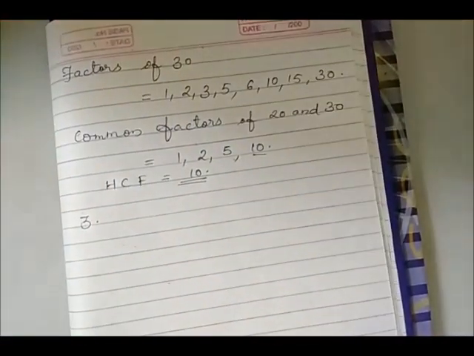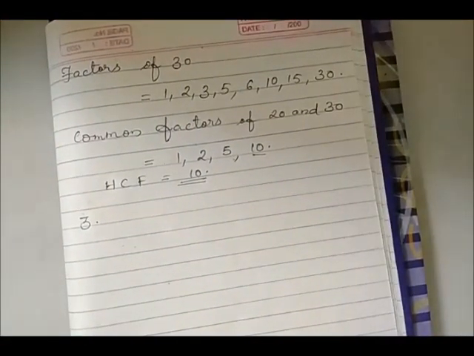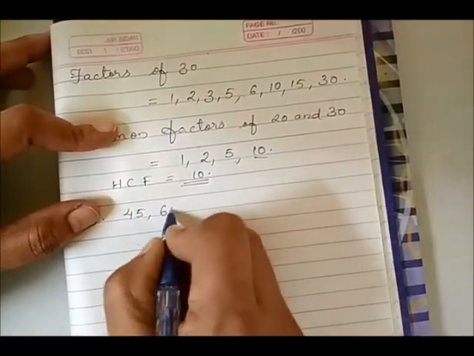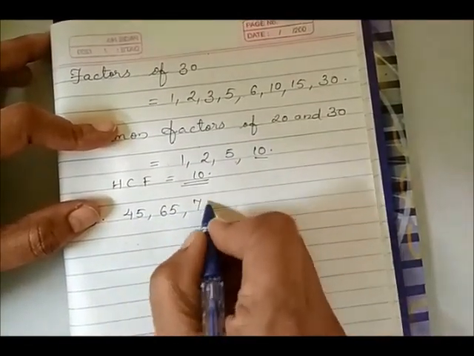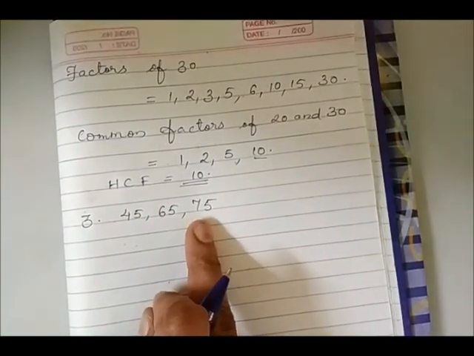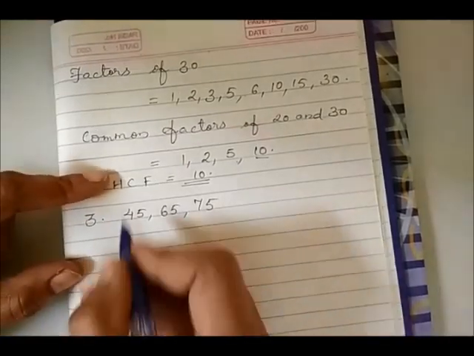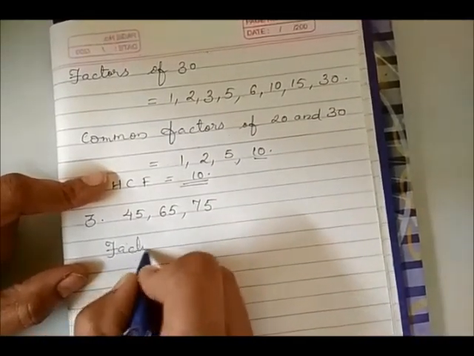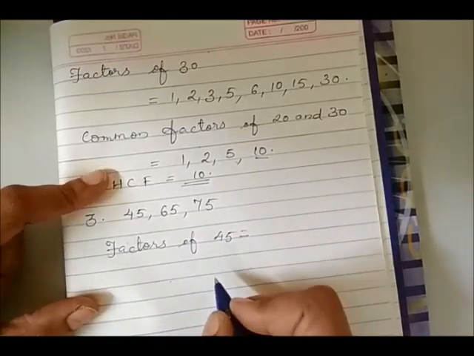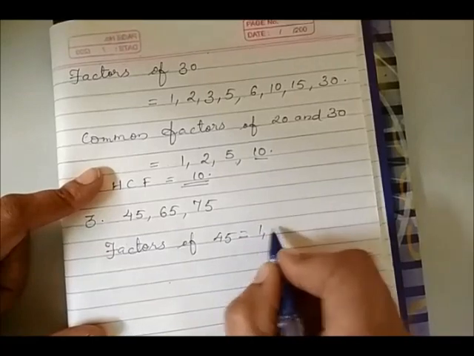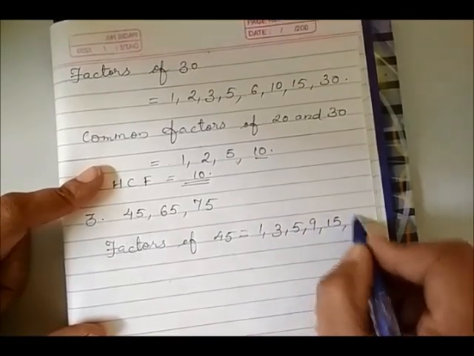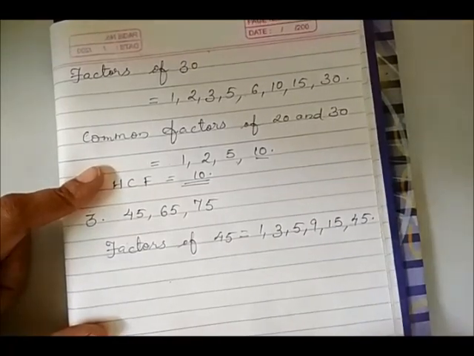We will do one more question by this method only, that is 45, 65 and 75. Here three numbers are there. You have to find the HCF of these three numbers. In the same method, you write the factors of 45 first. Factors of 45 are 1, 3, 5, 9, 15 and 45. These are the factors of 45.